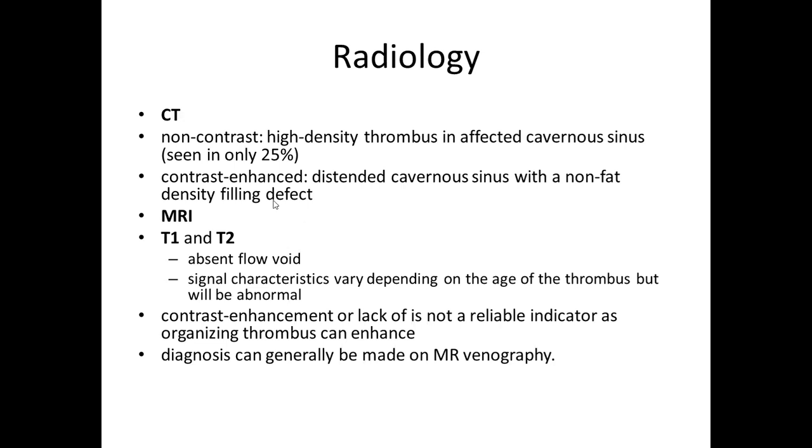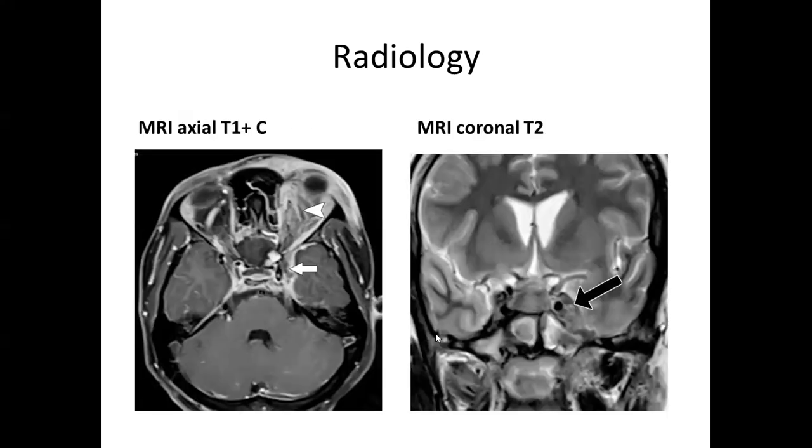Coming to the radiology, CT and MRI. CT shows non-contrast high density thrombus in the affected cavernous sinuses, only seen in 25% of cases. Contrast enhancement shows distended cavernous sinuses with a non-fat density filling defect. MRI shows, in T1 and T2, an absent flow void. Signal characteristics vary depending upon the age of the thrombus, but will be abnormal. Contrast enhancement or lack of it is a reliable indicator, as organizing thrombus can enhance. Diagnosis is mainly made by MR venography.